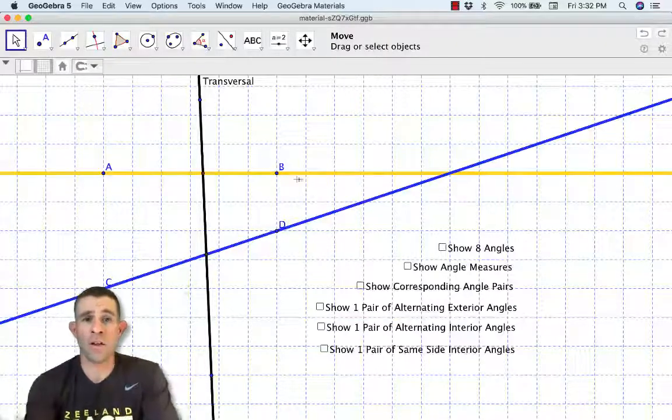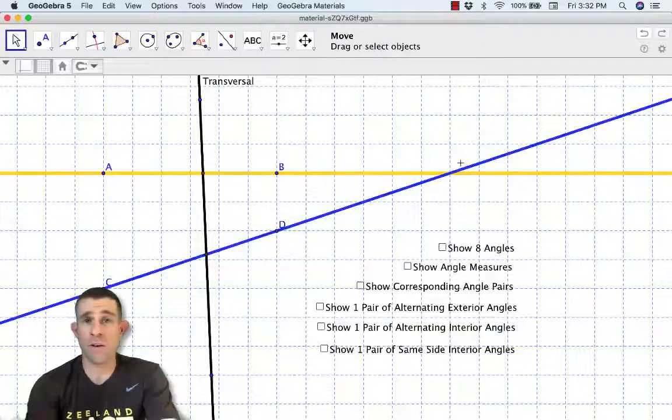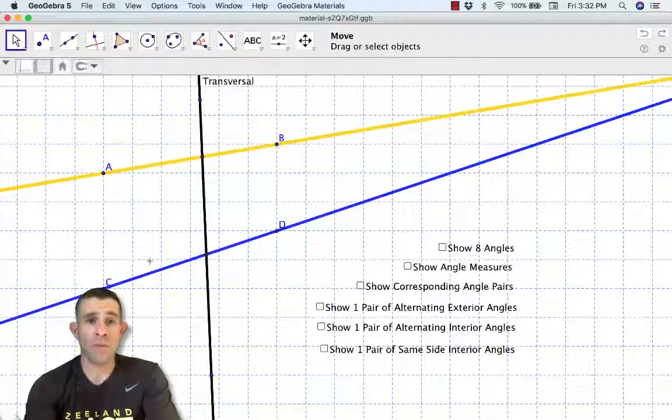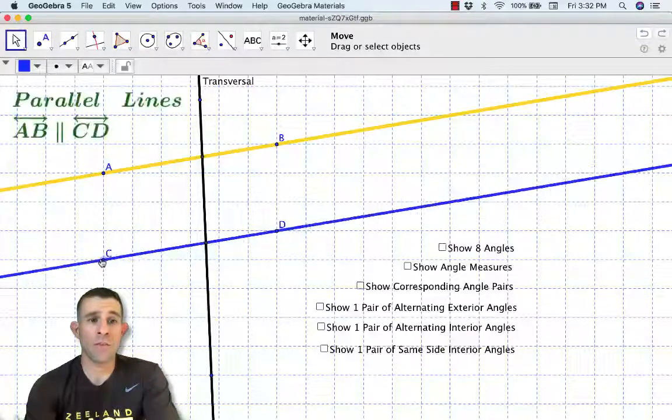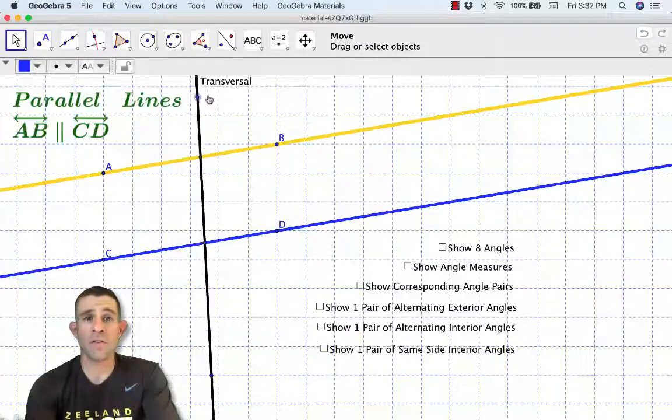So in our little diagram here, you can see that we have this yellow line AB and the blue line CD that are intersecting. So right now they're not parallel to each other. However, we can move these points around to form two lines that are parallel. Now, line AB and line CD have the same slope, so they'll never intersect, so they are parallel to each other. And here's our transversal.